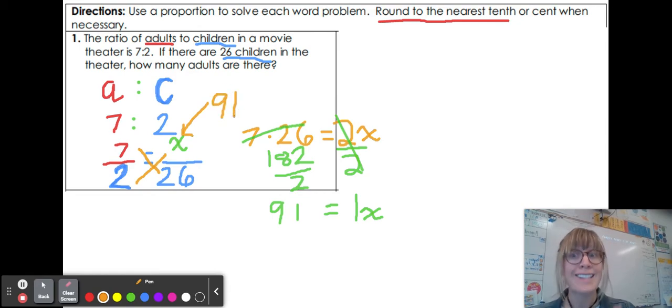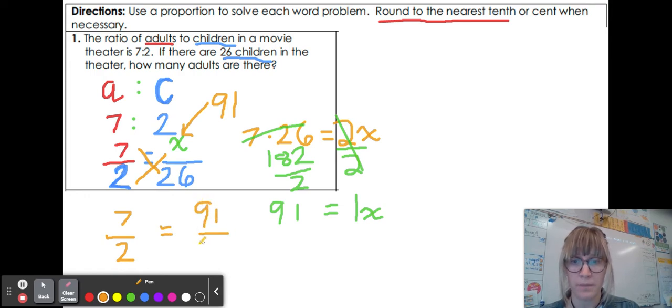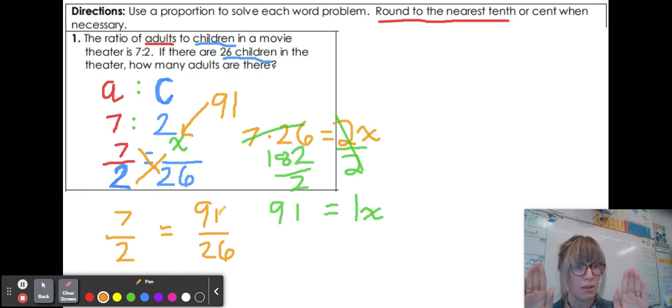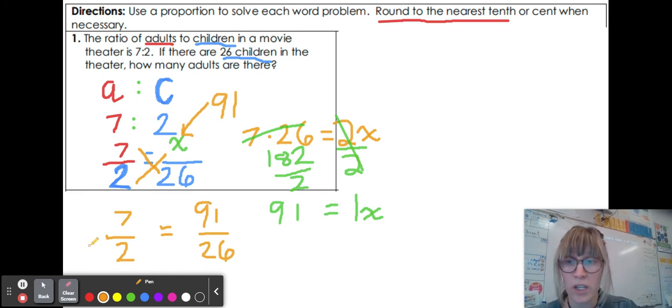Okay. And you can see if it is equivalent. You can see if it does work, if you've done it correctly, by checking your work. So you can do that in a couple different ways. You can simply say, is 7 halves equivalent to 91/26 by thinking of these as division problems, right? Because we know that all a fraction bar is a division problem.